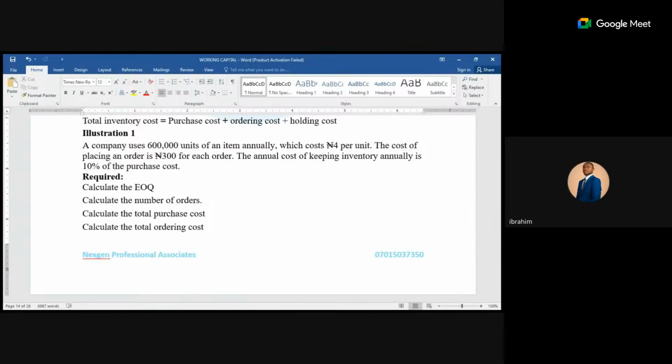Okay. Illustration 1. Please check your drive. I've sent the material. Okay, illustration 1. A company uses 600 units of an item annually, which costs 4 naira per unit. The cost of placing. Class, I want to ask a question here. A company uses 600 units of an item annually.